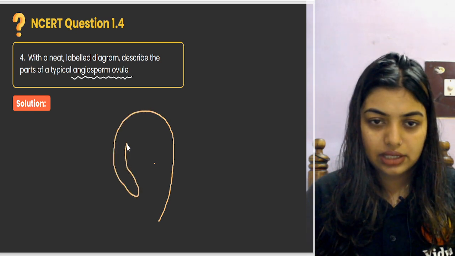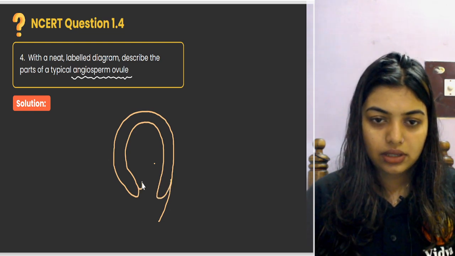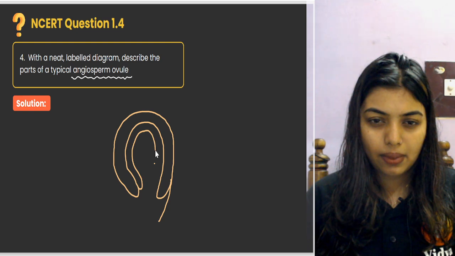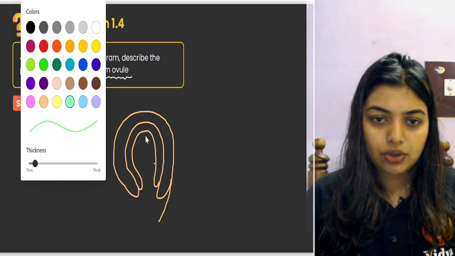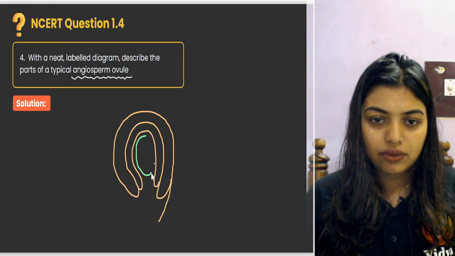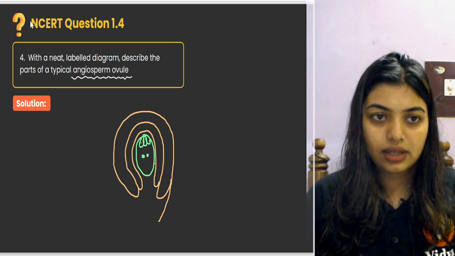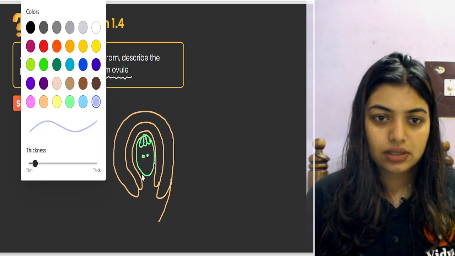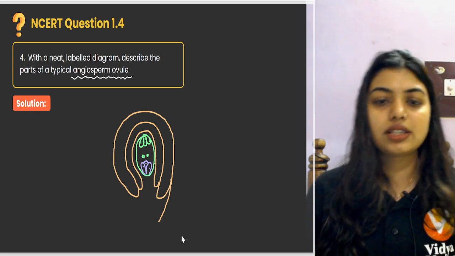Okay, these are the integuments. Now inside this we will draw the embryo sac. So here are the antipodal cells. I'm drawing a very small embryo sac. These are the polar nuclei and these are the synergids and the egg. Now this is your embryo sac.